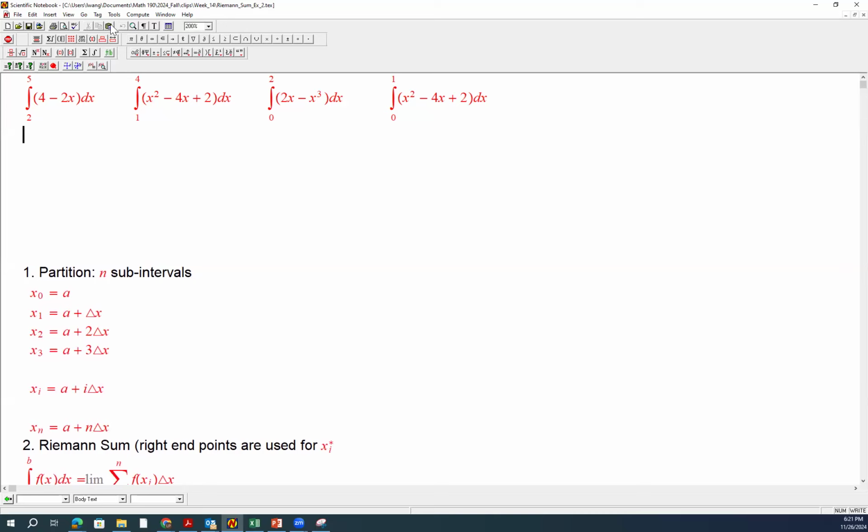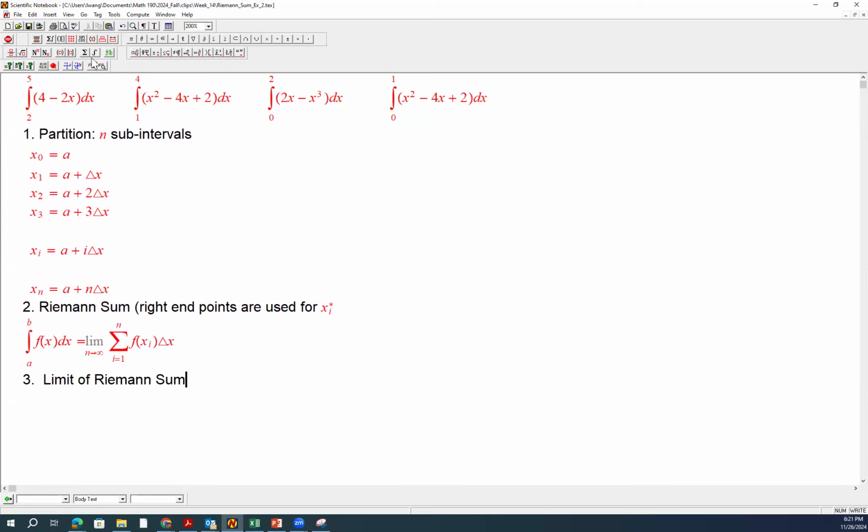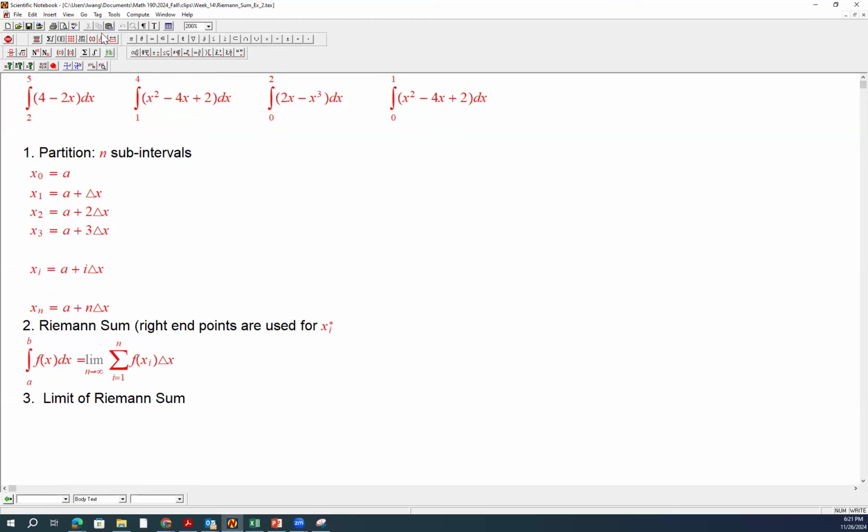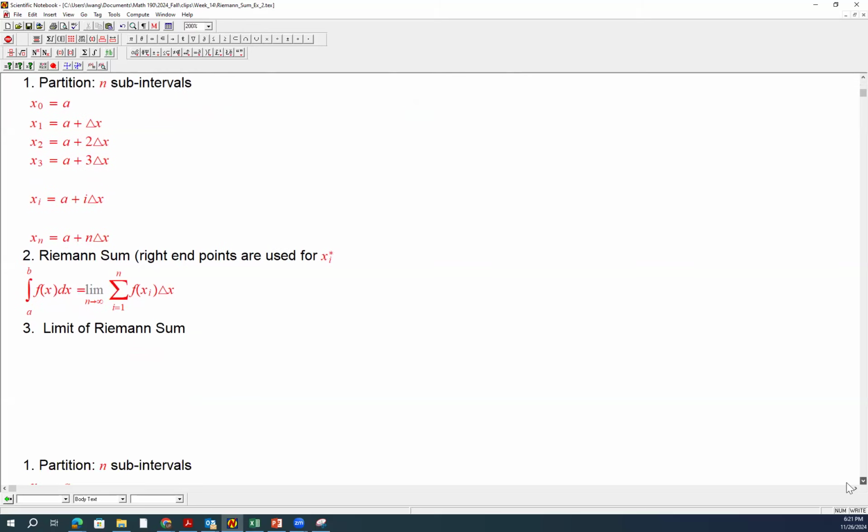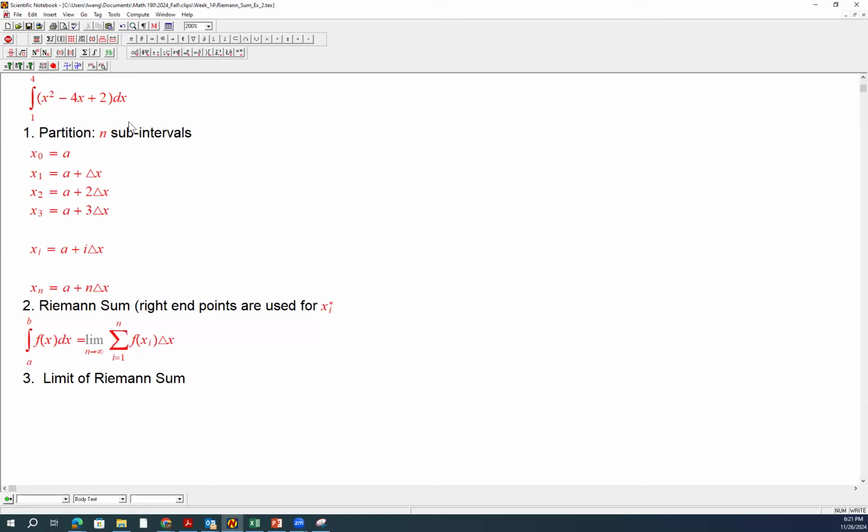Let me do it this way, okay? On the second example, we did this in class, but now let's do it so it's recorded. N subintervals, delta x equals b minus a over n, which is 4 minus 1 over n. So that's going to be 3 over n. All right, and a is 1. So all of these are going to be 1.